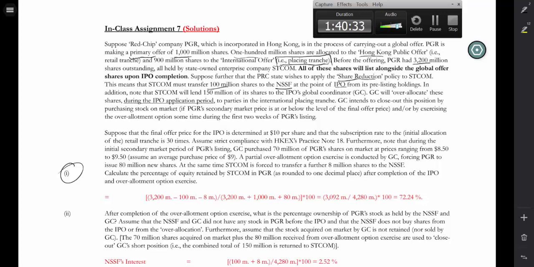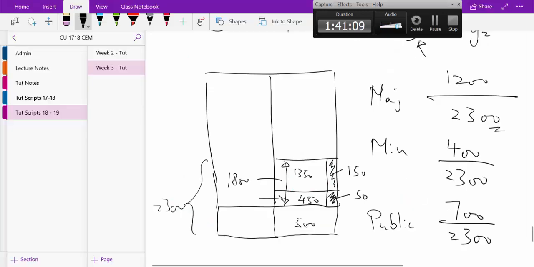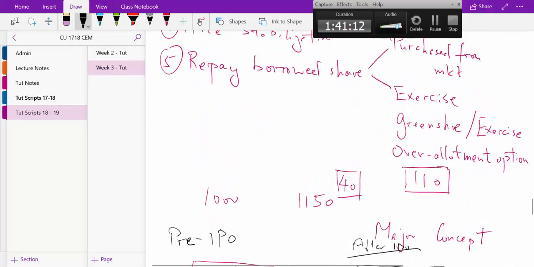Now here it is interesting because there are 3,200 old shares. There will be 1,000 new shares. Now you would think that there is 150 million of over allocation. So this number here of the additional over allocation should be 150. It is not. It is 80, and it is 80 because the global coordinator actually bought some of it back. That's what I was trying to tell you. Yeah, exactly. It's a partial green shoe exercise.